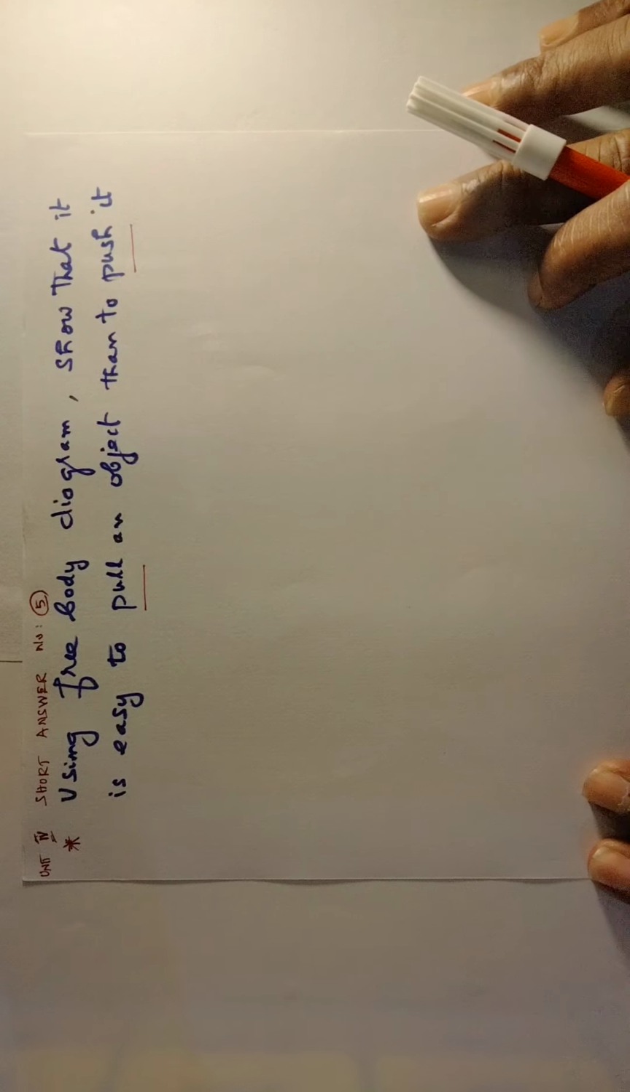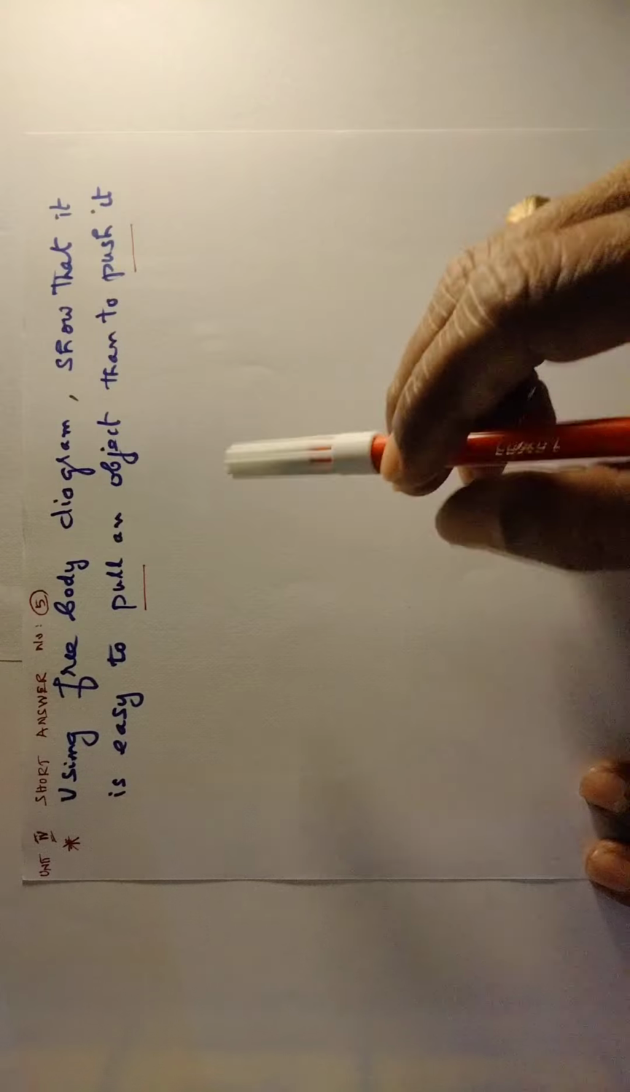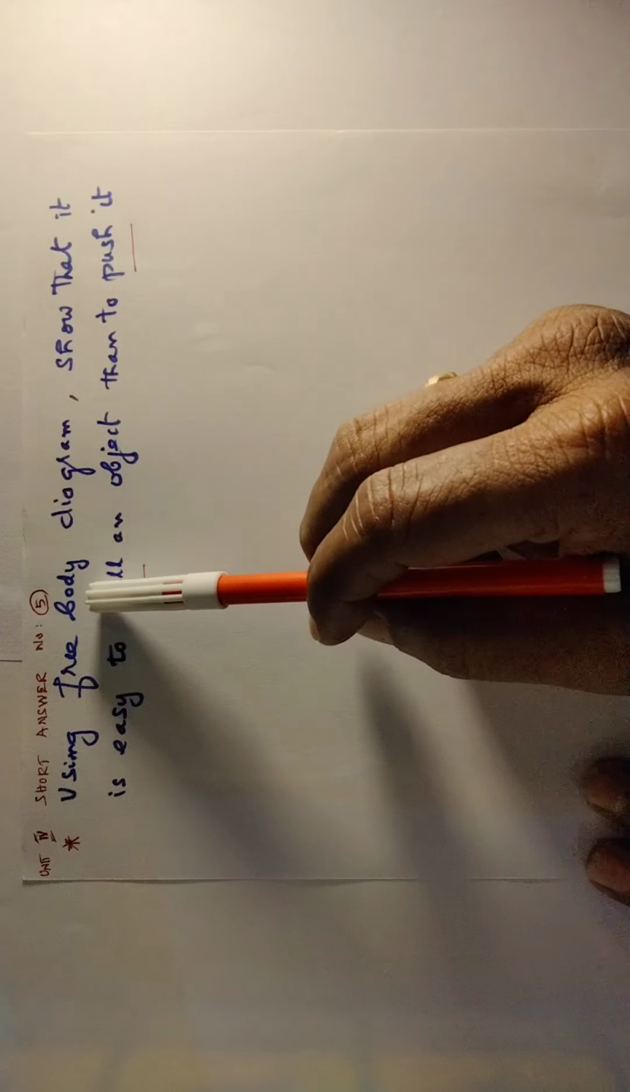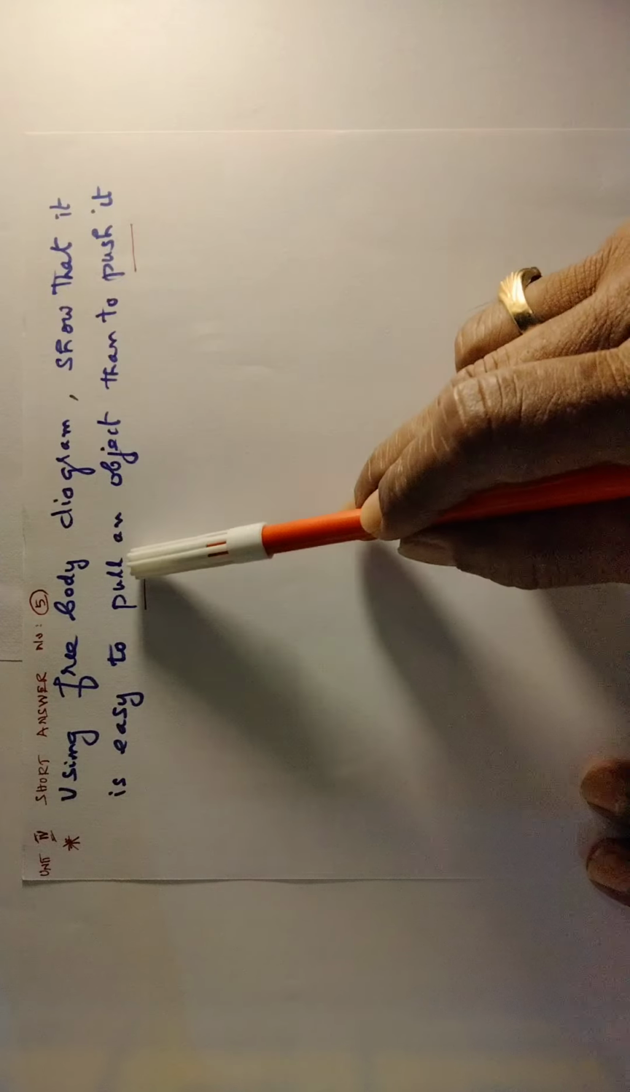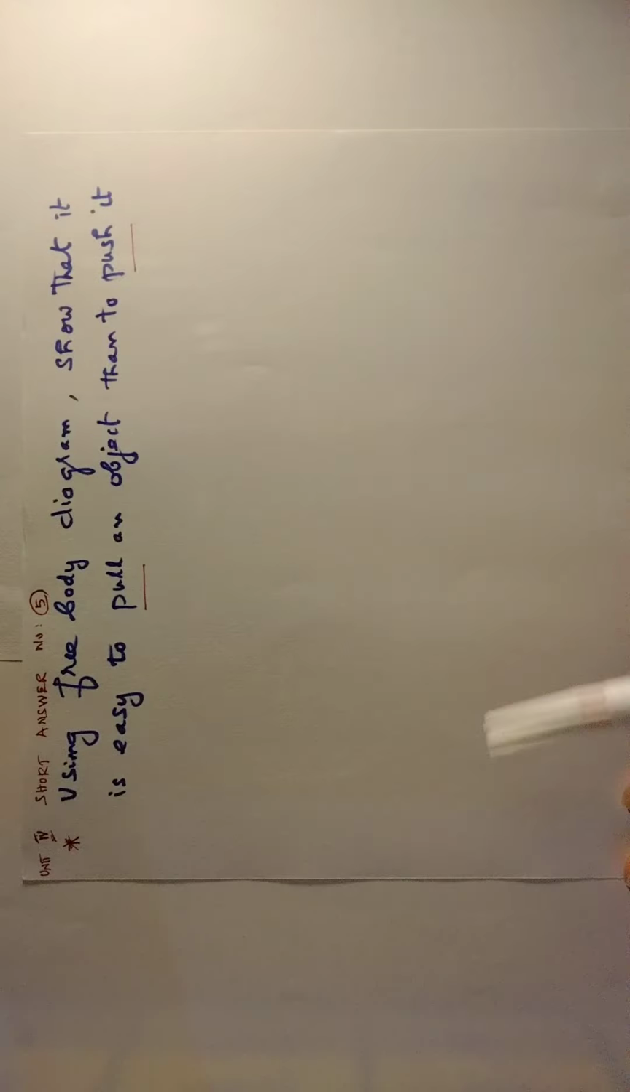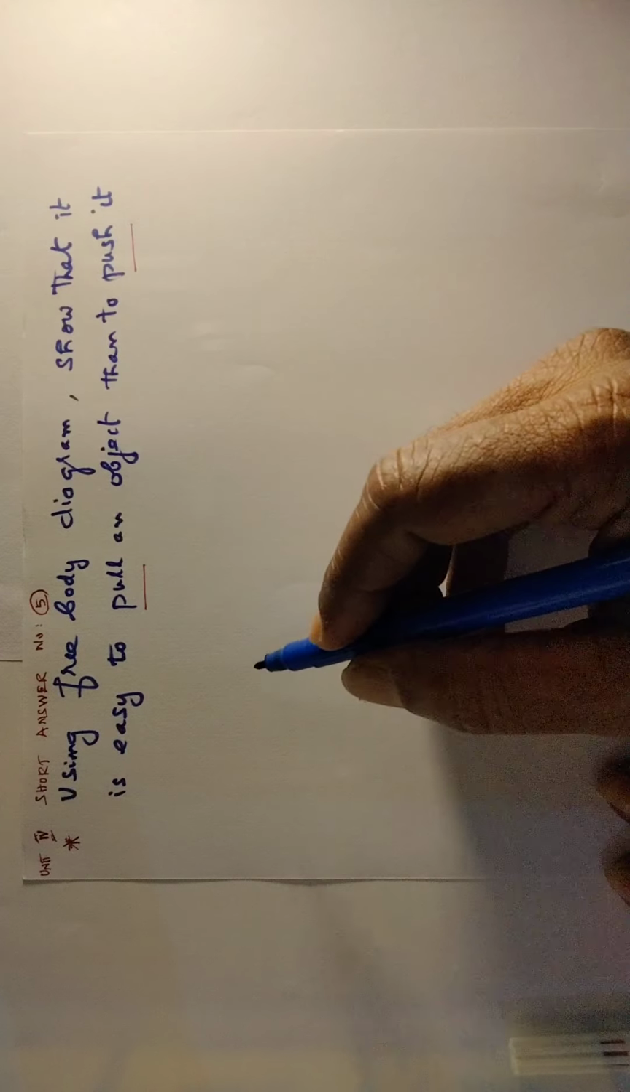In 11th standard unit number 4 short answer number 5, the question is: using free body diagram show that it is easy to pull an object than to push it. How to write the answer for this? First, write the heading as push and pull.